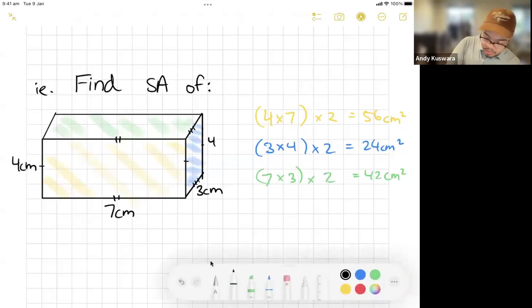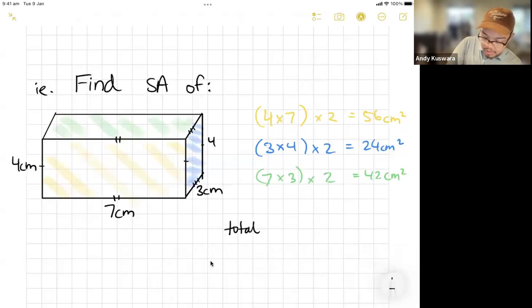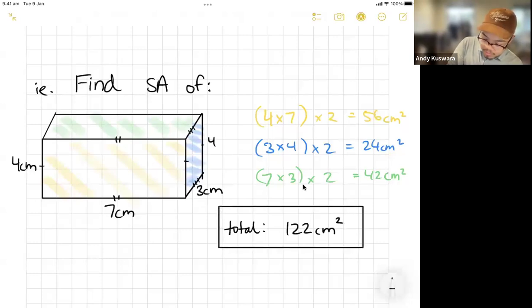Okay, so that means once I've done that, you can see here that I've calculated all 6 sides. All right, 2 sides for this, 2 sides for this, 2 sides for that. Once I've guaranteed that I've done all 6 sides, just add them together. I'm going to see if I can do this in my head. It should be 122 centimeters squared. Okay, so that's your total surface area.